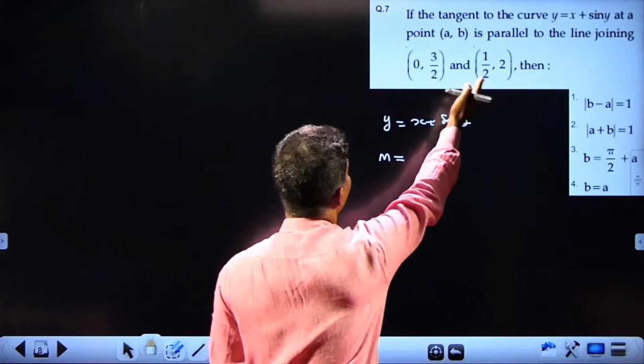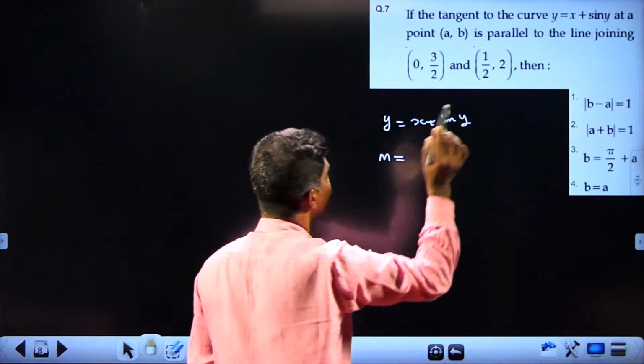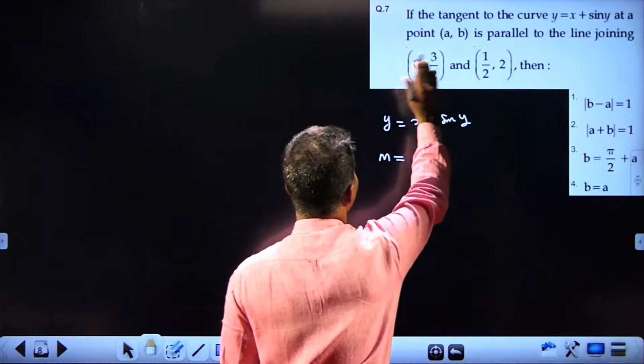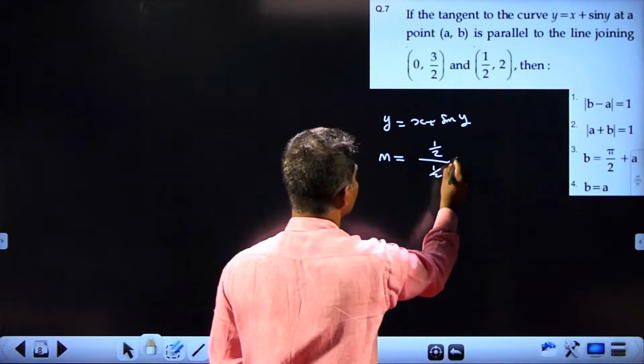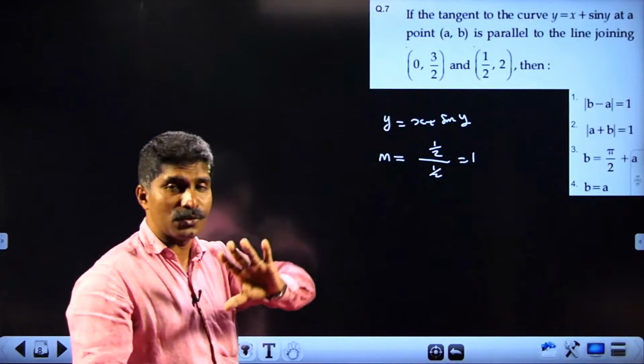m is equal to (y2 minus y1) divided by (x2 minus x1). 2 minus 3 by 2, 2 minus 1.5, that is 0.5, that is equal to 1 by 2, divided by 1 by 2 minus 0. That is again 1 by 2, so it is equal to 1. So m is equal to 1. And m is equal to 1 we will substitute here.